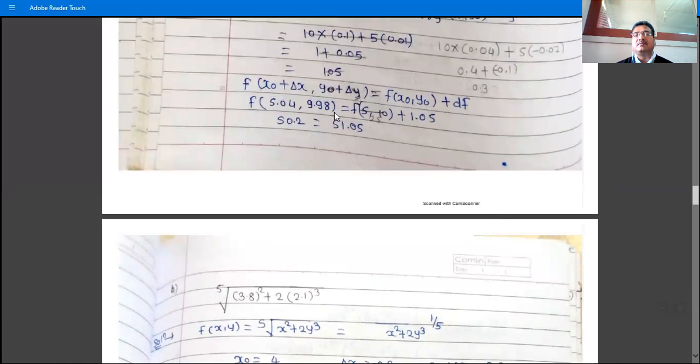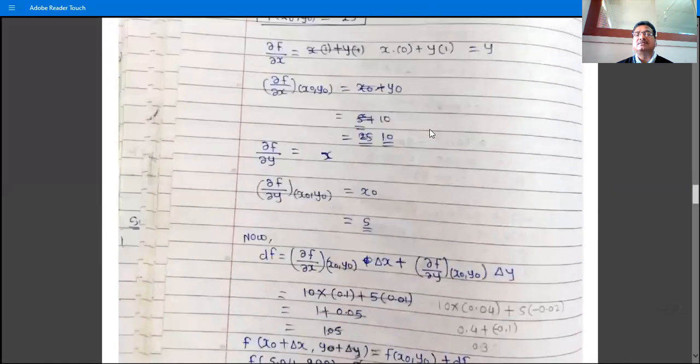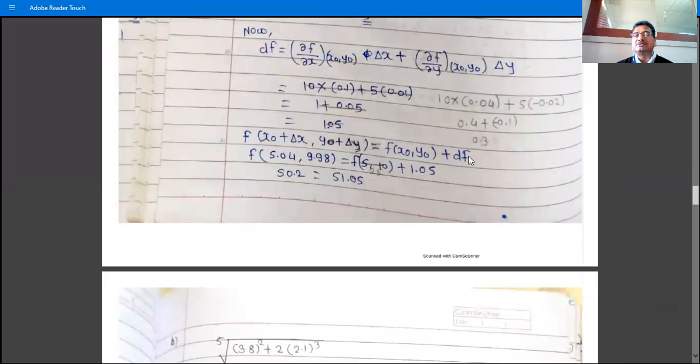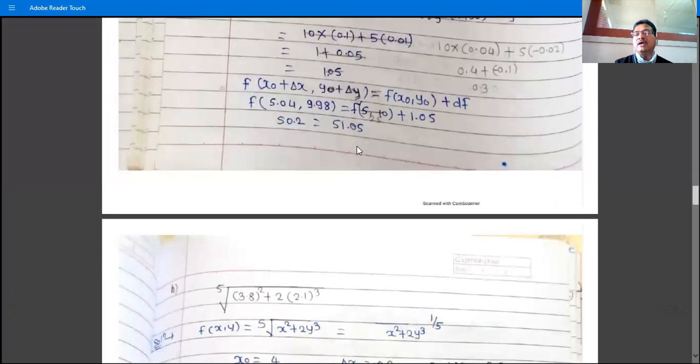This is the formula. Then x naught plus delta x is 5.04. Y naught plus delta y is 9.98. Then the value of f of x naught, y naught, what is it? F of x naught, y naught is 25, right? 25 plus df is what? Correct the value of df, the calculation of this, either 0.3 or 1.05, correct it. And then we have the answer here.